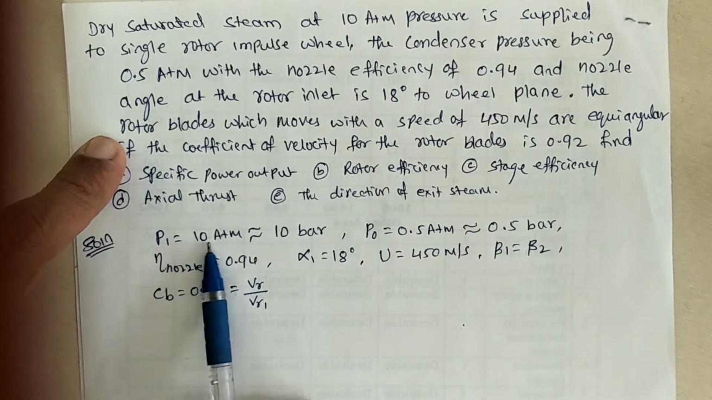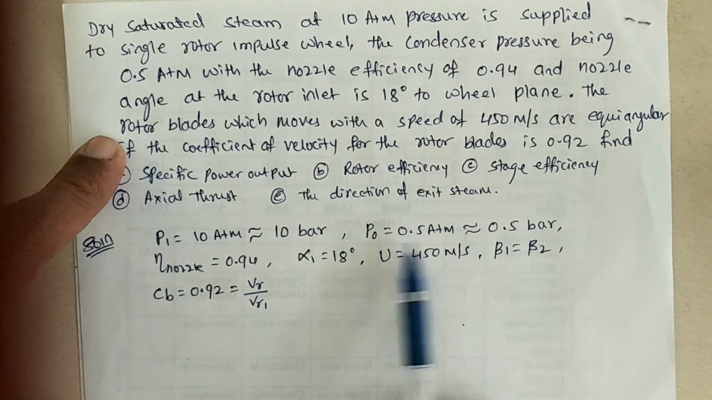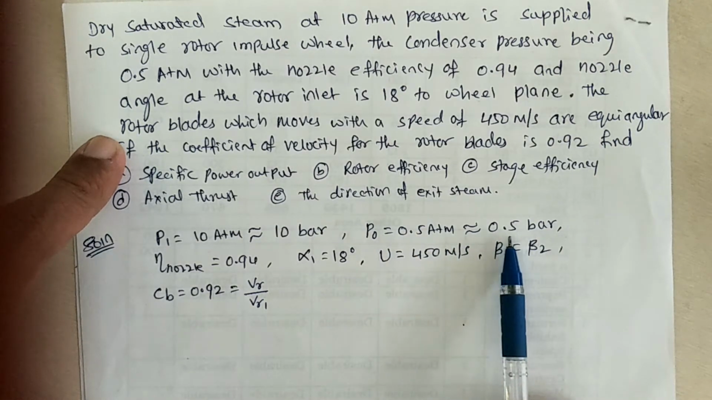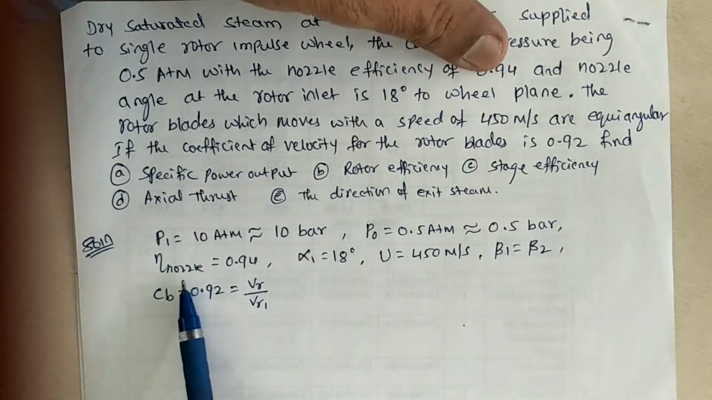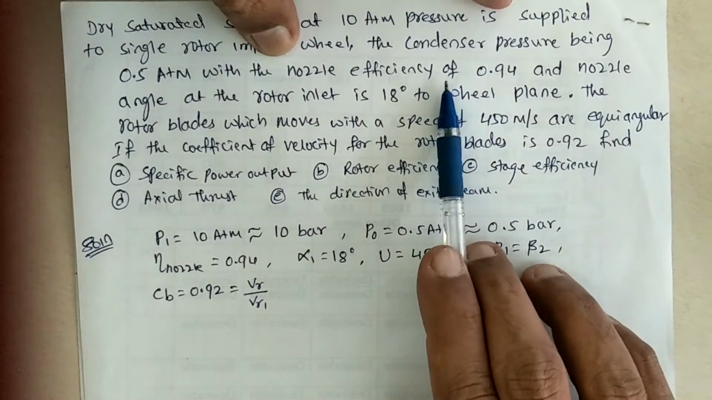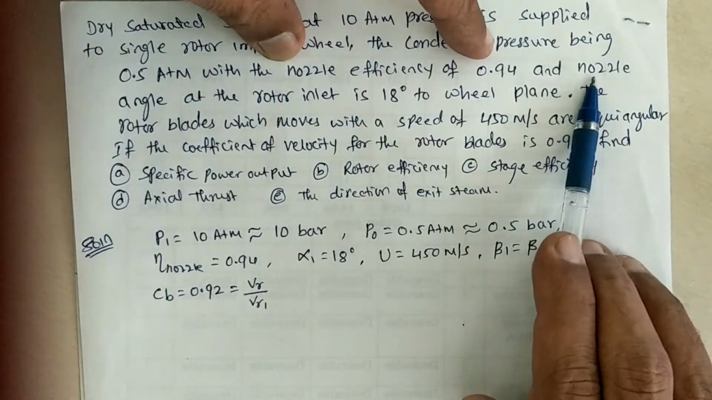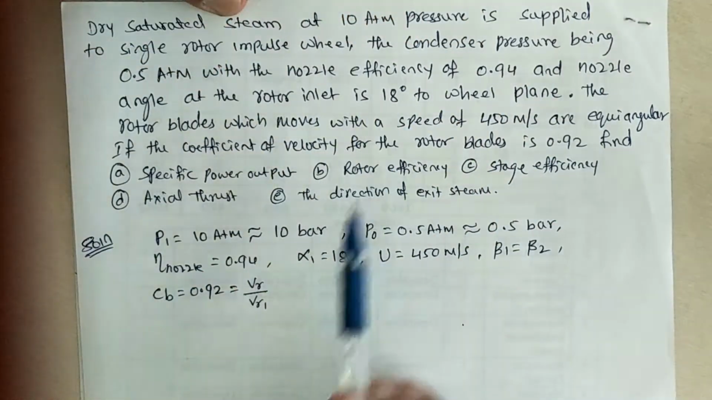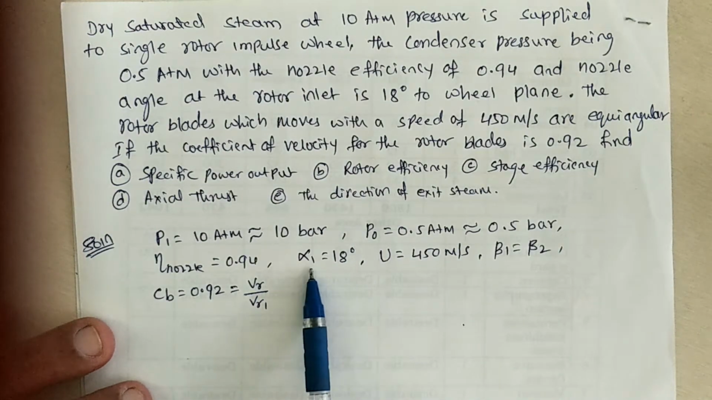So as you can see, P1 is equal to 10 atmospheres, which is very nearly equal to 10 bar. Similarly, P naught is equal to 0.5 atmosphere, which is equal to 0.5 bar. Then 0.94 is given, this is the nozzle efficiency. After that, the nozzle angle is also given. The nozzle angle at the rotor inlet is 18 degree, that is alpha 1, right?